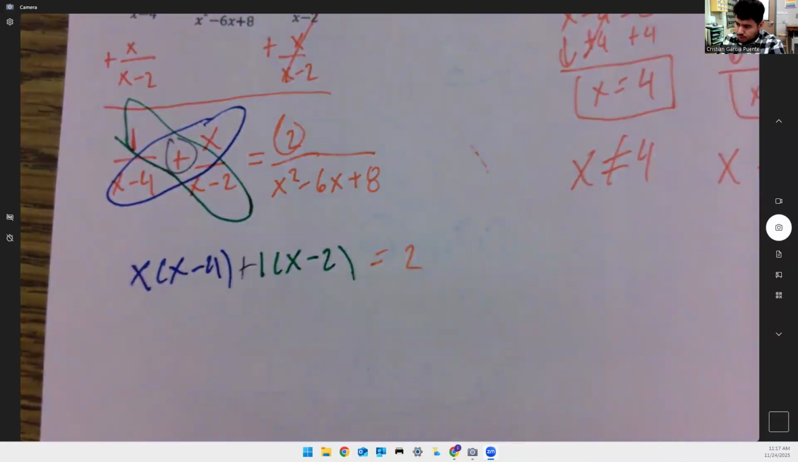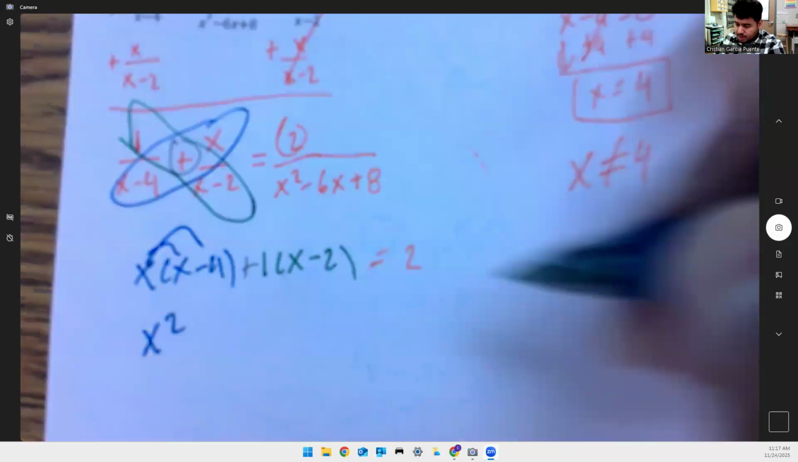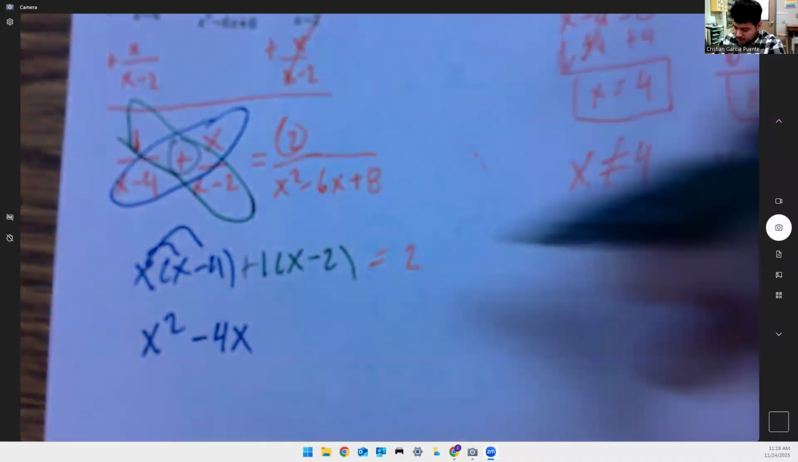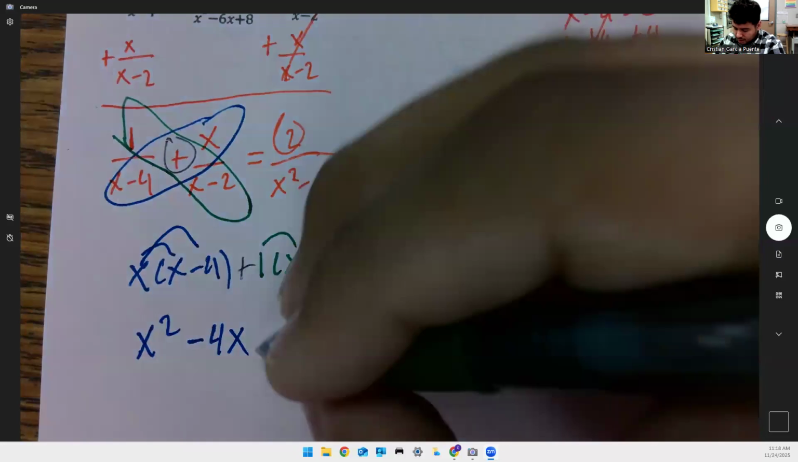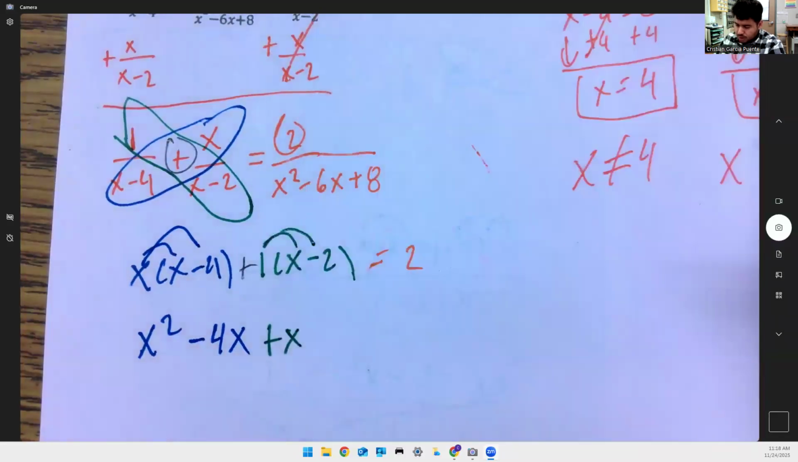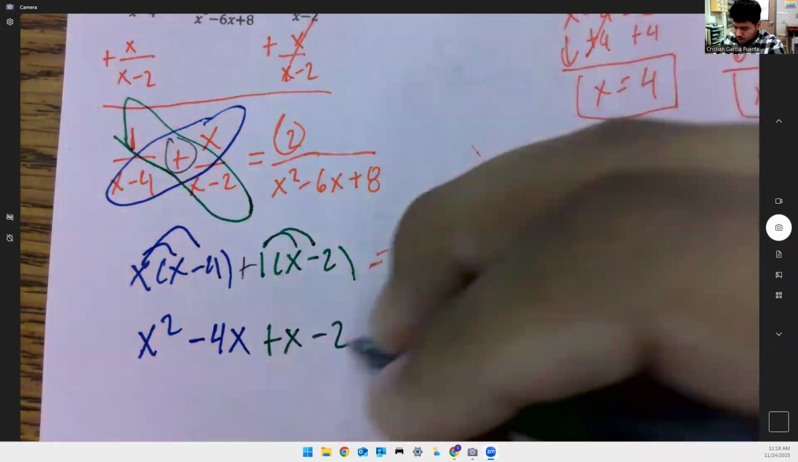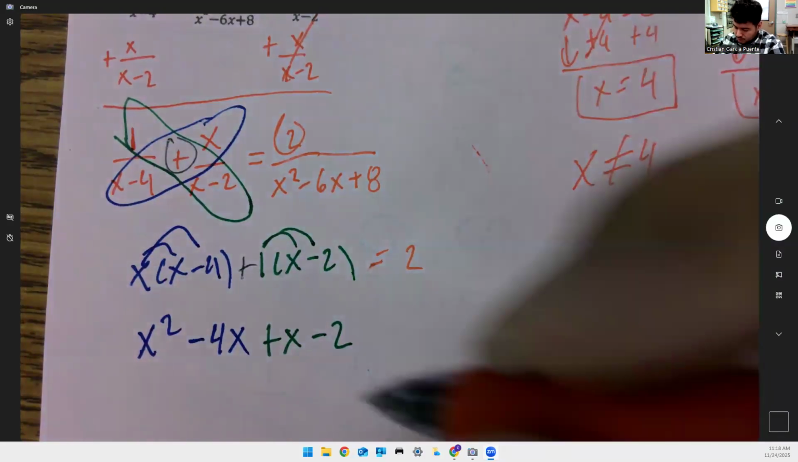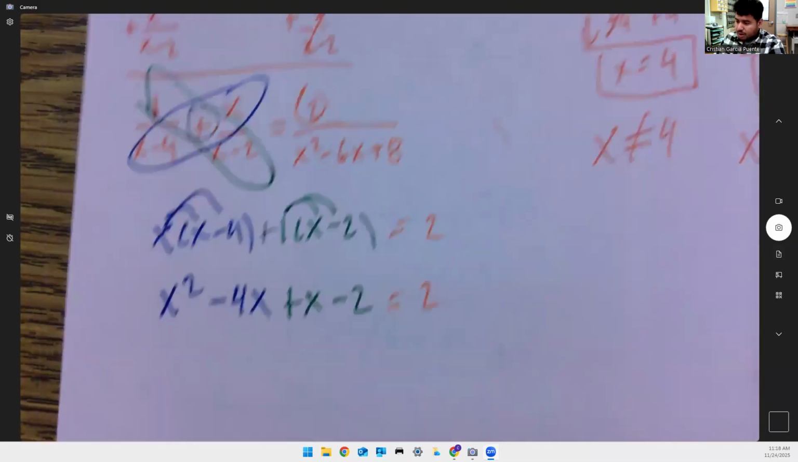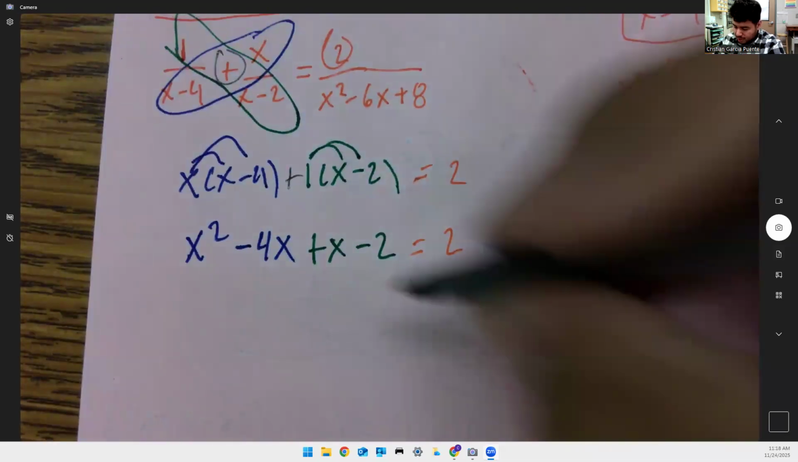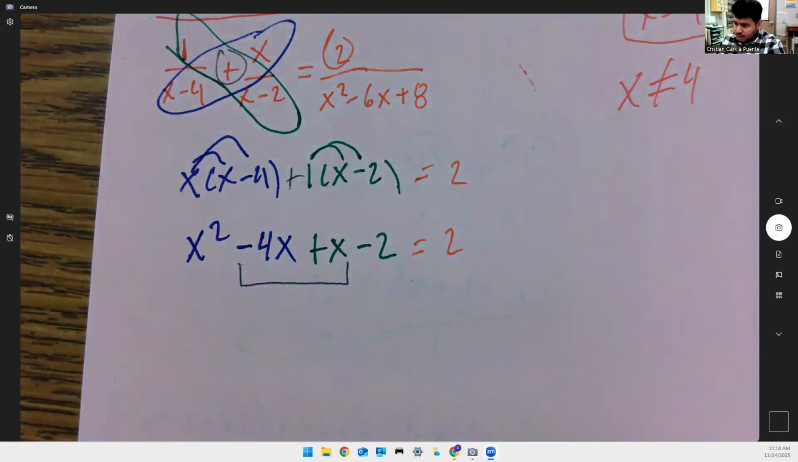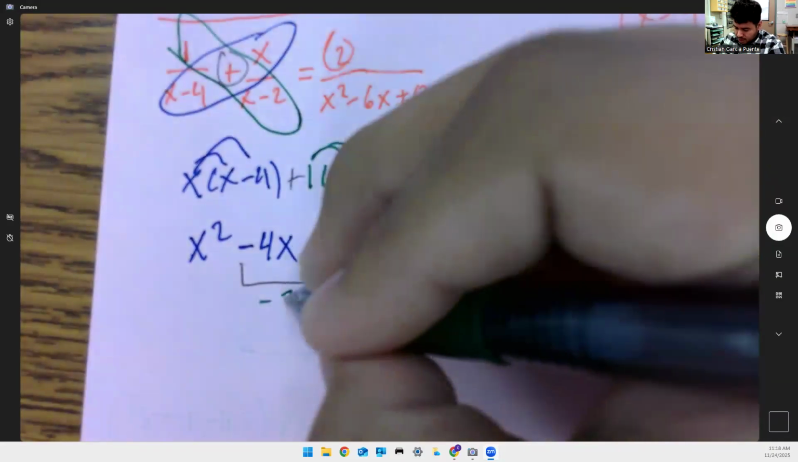All right, now just start distributing. So x times x is just x squared. X times negative 4 is negative 4x. Positive 1 times x is just positive x. And positive 1 times negative 2 is just negative 2. That's going to be equal to 2. Now, let's first combine these ones. So what's negative 4x plus x? That's just going to be negative 3x.